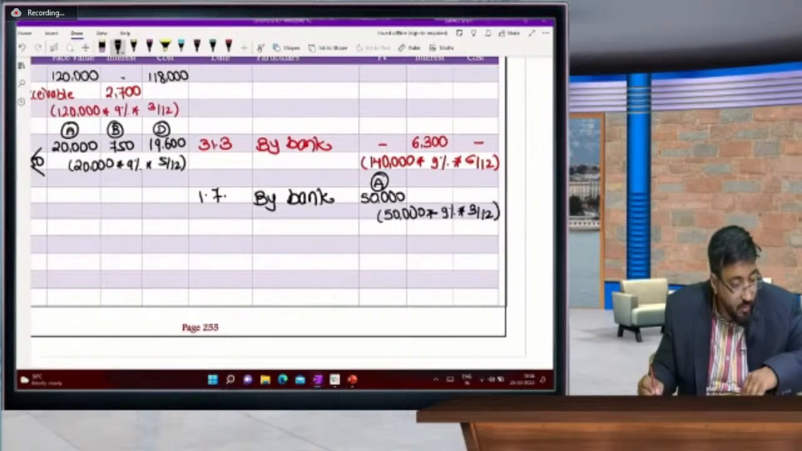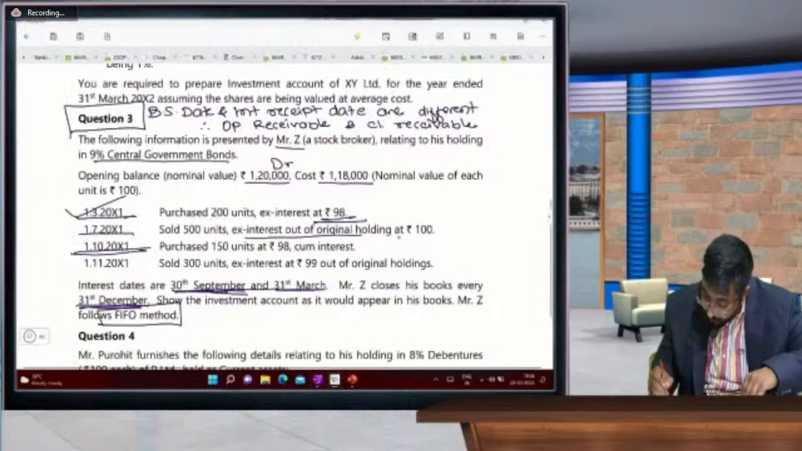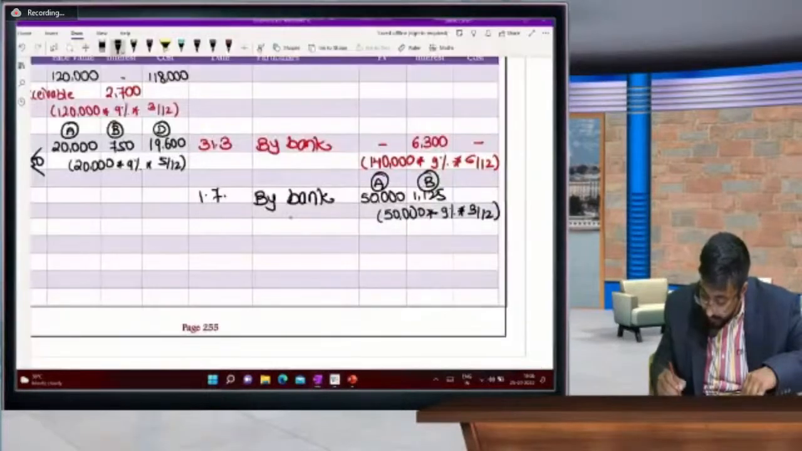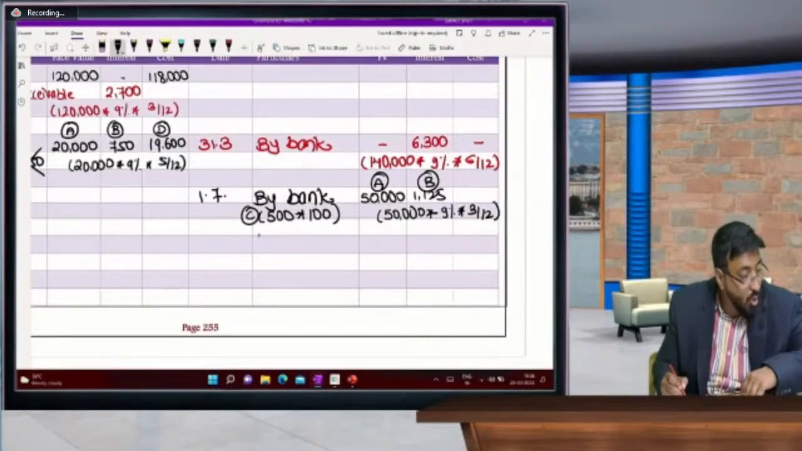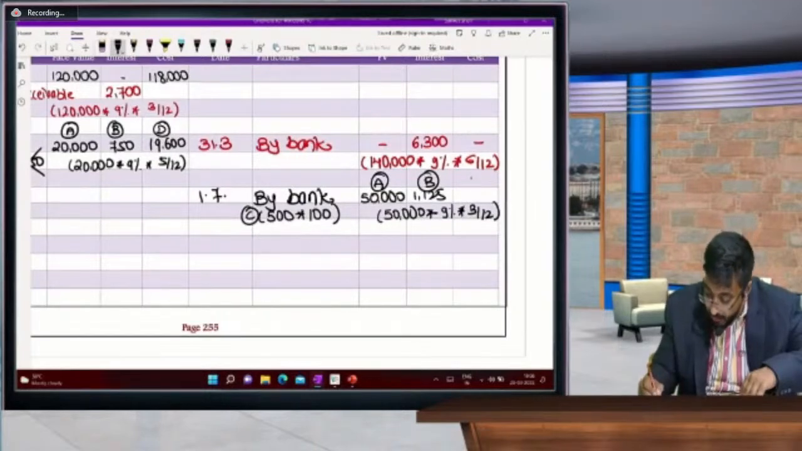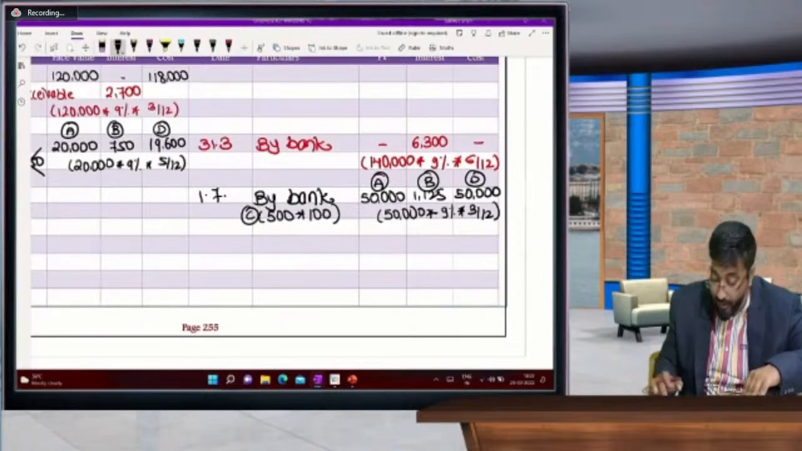What is the amount? 1125. But ex interest or cum interest? Nothing is given na. Ex interest. So 500 into 100. C. Should I deduct 1125? No, because it is ex interest, not cum interest. And D. 50,000. Wait. But whenever you are selling it, you have to calculate profit or loss.